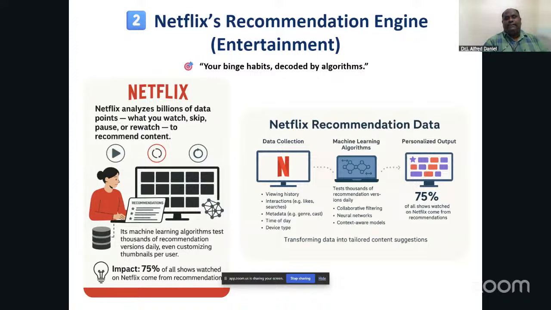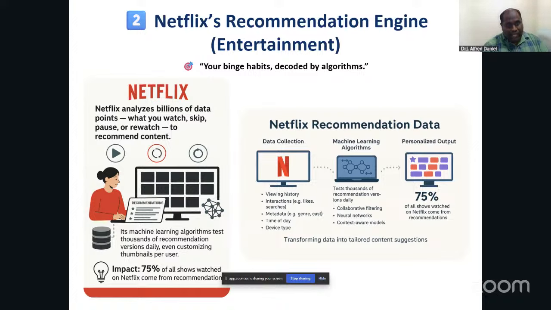So the next case study is the Netflix recommendation engine. Netflix, Amazon, and Hotstar play a predominant role in today's entertainment, where your binge habit is decoded by algorithms, right? As we are aware, Netflix has huge data points, such as what kind of series or movies we watch, and also where we skip, where we pause, and where we rewatch.